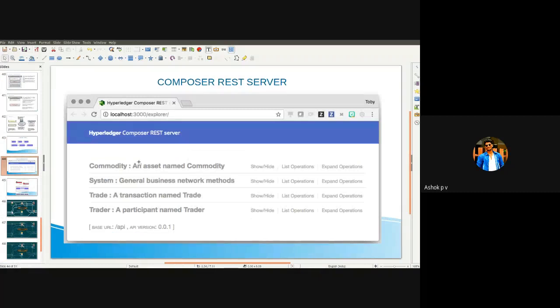So this is how a Composer REST server looks. Once you create a particular network, it will show an asset named commodity, a trade, and a participant named trader, and it will show all the listed operations of the API: get, post, put, delete, everything. Based on this, you can use these APIs, or you can create a UI and use these APIs inside that UI.